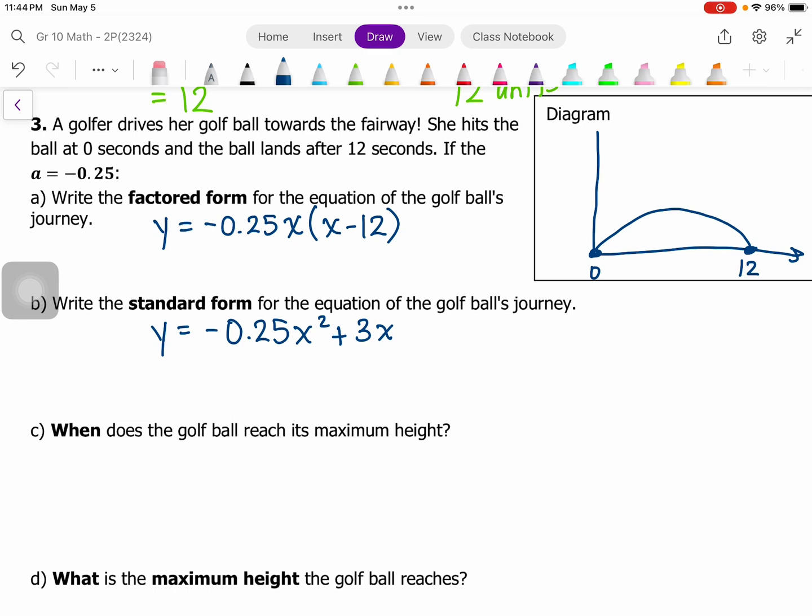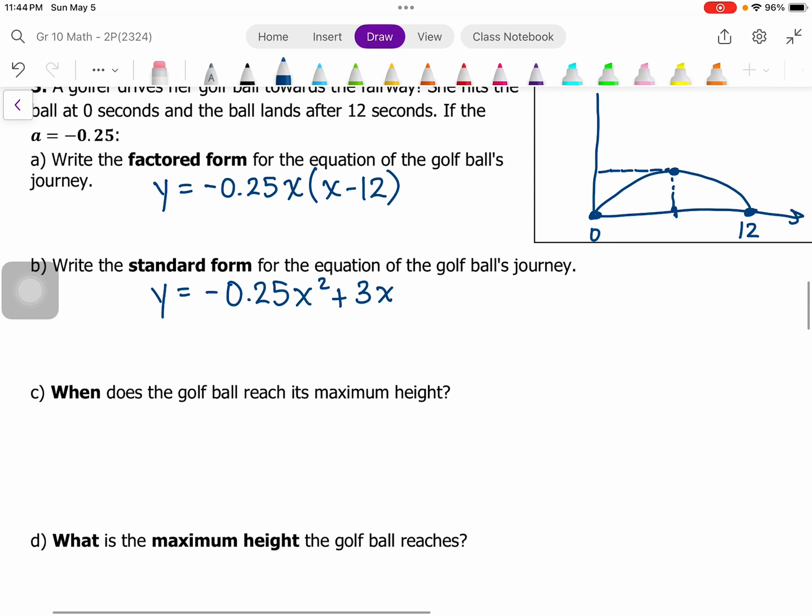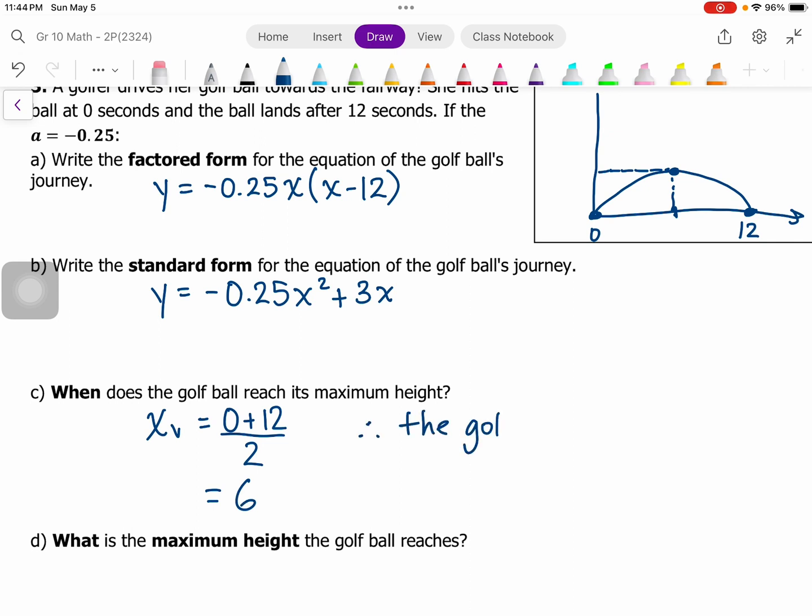When does the golf ball reach its maximum height? So when, this is a time, so our maximum height is our vertex. We're going to want to figure that out. But for now, we just need the x coordinate of that, which is the axis of symmetry, or the halfway point between our two zeros. So that happens when we add our two zeros and divide by 2. So 0 plus 12 is 12, divided by 2 is 6. So the golf ball reaches its max height at 6 seconds.